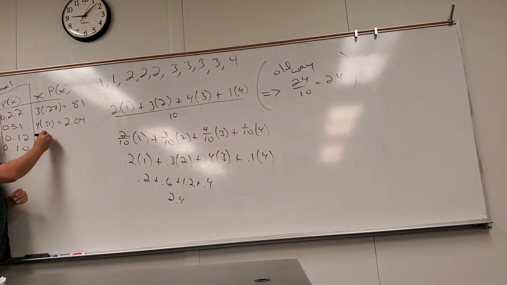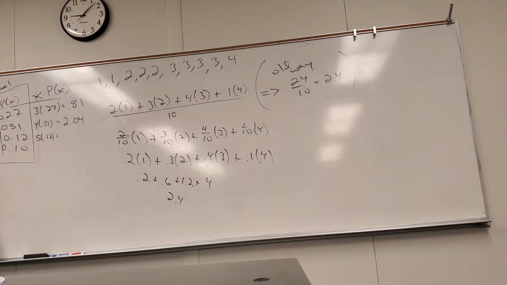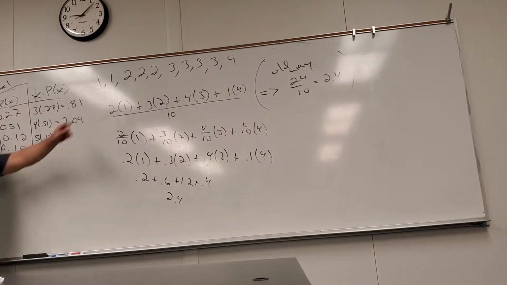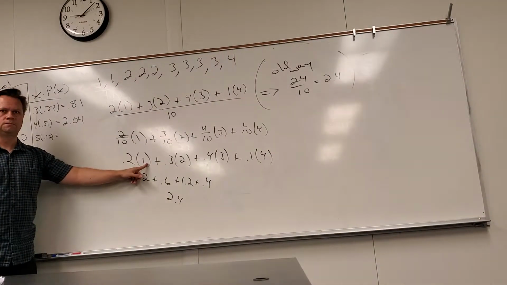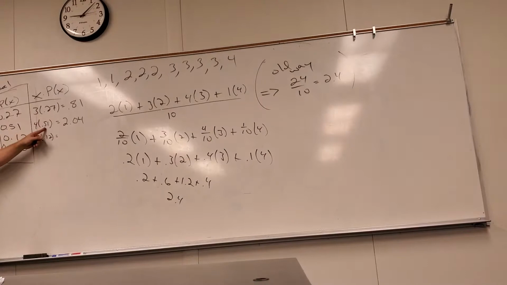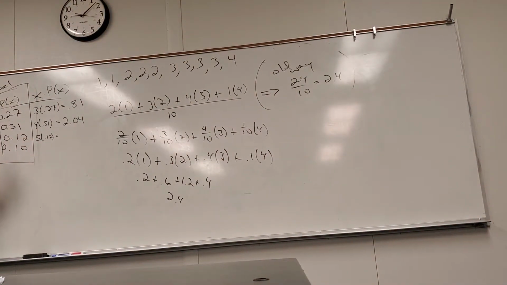5 times 0.12. Do you guys see what I was trying to do, my insanity? This here is this step here. Yes? So are you going to add those numbers? Yes, and that will be the mean.